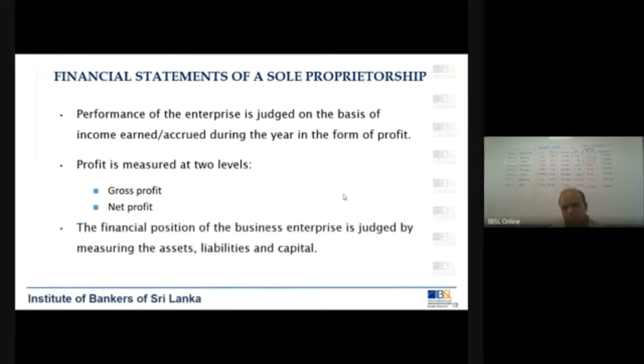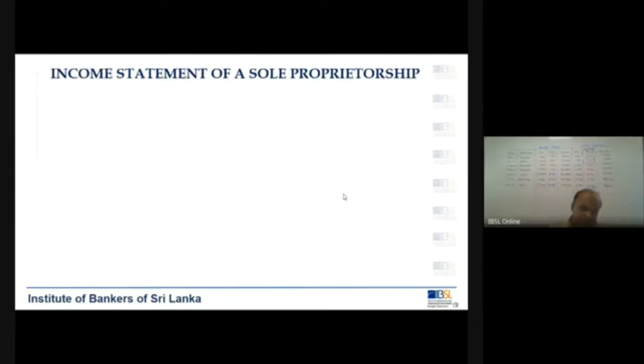The financial position of the business enterprise is judged by measuring the assets, liabilities, and capital. So that is all within your business. Your assets, liabilities, and capital will be measured. Profit is measured at two levels. As I told you, it is gross profit and net profit. Now we come to an important financial statement, which we know as the income statement, or in other words, please mark it, the profit or loss statement of the sole proprietor.